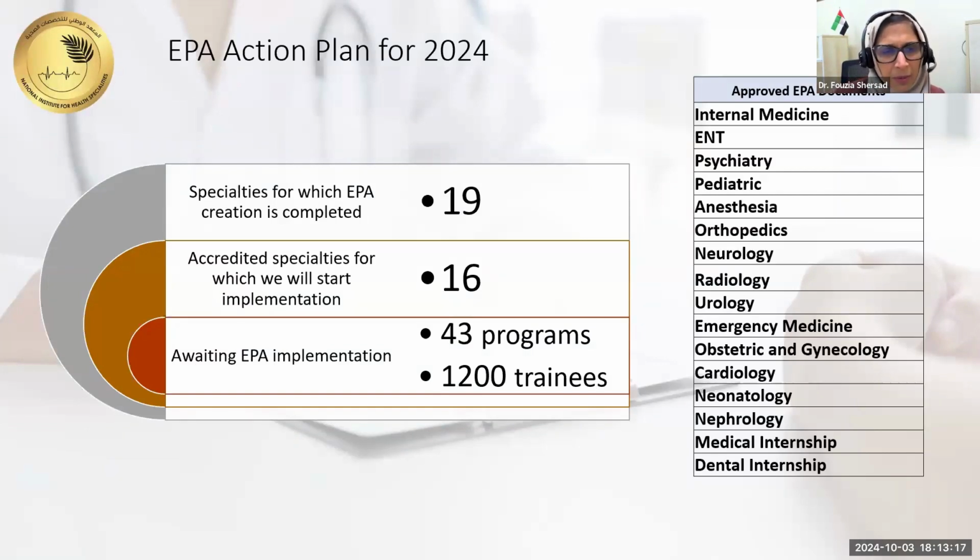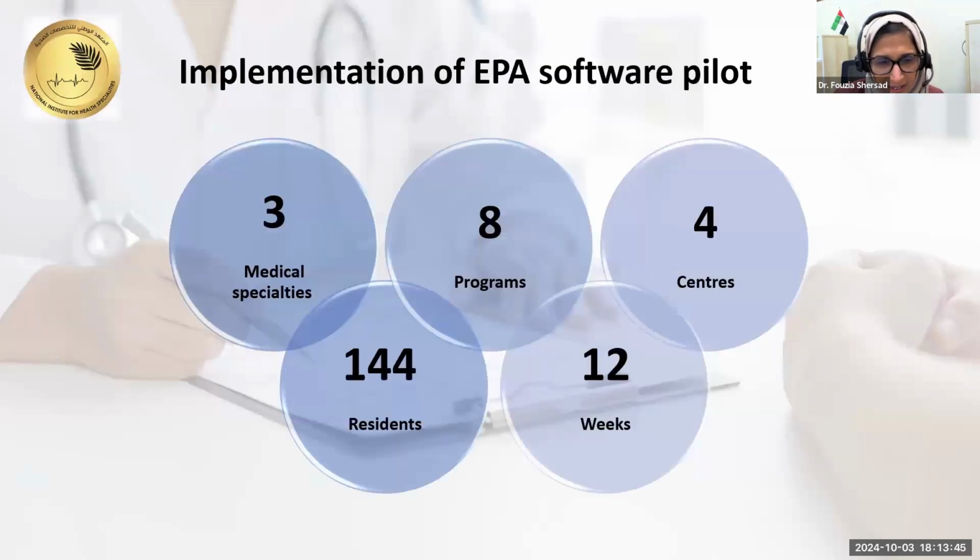So to start with, let me just explain to you what we have planned for this year. We have been preparing the EPAs for several specialties. More than 19 specialties have got their EPAs ready and approved. Out of that, for 16 specialties, we will be starting implementation this year. These 16 specialties include 43 programs and over 1,200 trainees. And these are the specialties listed here, which we will start this year.